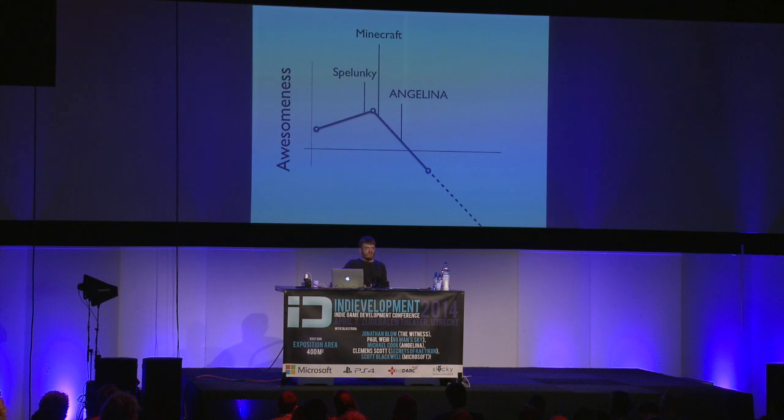There are two ways that you can read this graph. You can think that it continues like this, with a dotted line off into negative infinity awesomeness, which is a terrible place that no one should ever go. But I want to tell you today that it doesn't go like that. The graph looks like this. It goes upwards instead. You reach a point where the independence of your system gives you the power to do things that you could never have done yourself without handing over control, as Paul said, to this procedural system that you built yourself.